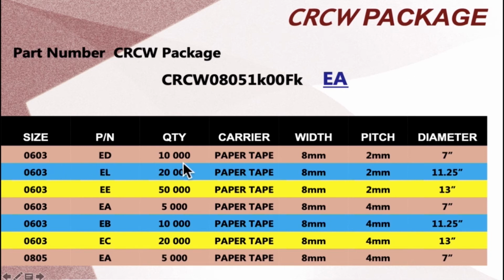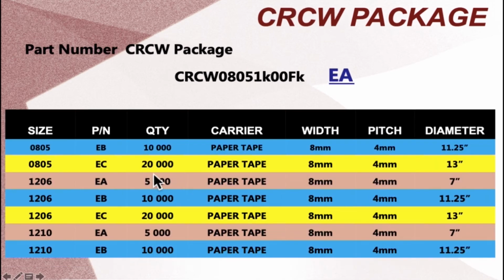0603, we saw before that we had 5,000. Here we have 10,000, 20,000, and also 50,000. 0603, you have here another different tape, 5,000, with pitch 4 millimeters. Before we had another reel with 5,000, but the pitch was 2 millimeters. And 0603, you have several choices for quantity, diameter of the reel, and even pitch.